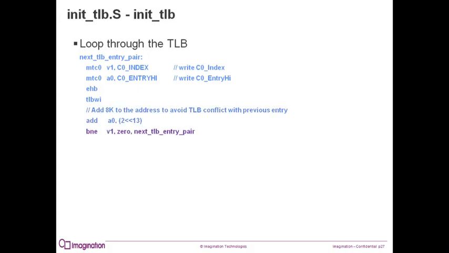Next is the branch instruction. Here the code compares the TLB index value that is in V1 with 0, and if they are not equal, the code branches back to the next TLB entry pair. The last instruction is in the branch delay slot and will always be executed. It uses the add instruction to increment the index value by a -1. Once the loop is complete, the code returns to start.s.